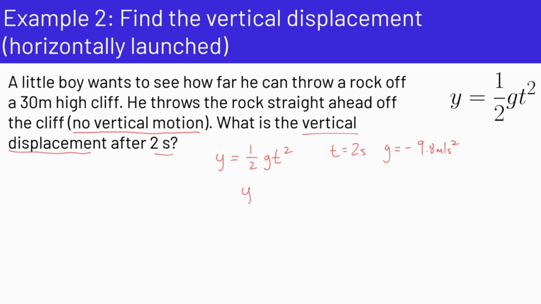So to figure out our vertical displacement, we have y is equal to 1/2 times negative 9.8 meters per second squared. We're going to multiply that times 2 seconds, and we're going to square that. And that is going to give us a vertical displacement of negative 19.6 meters.